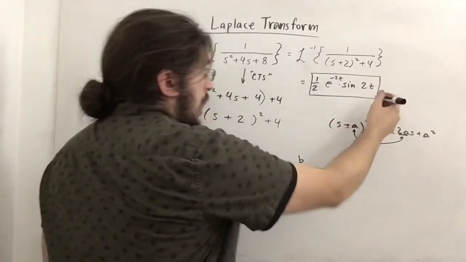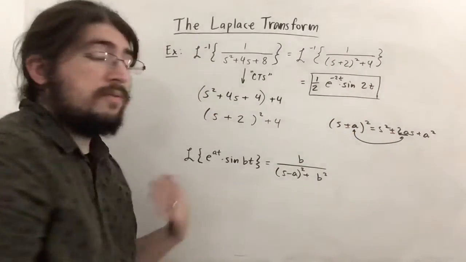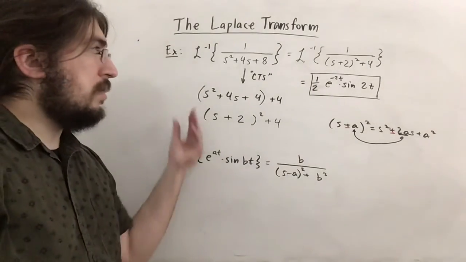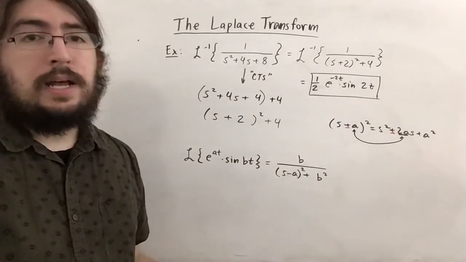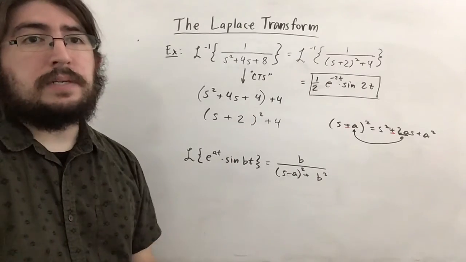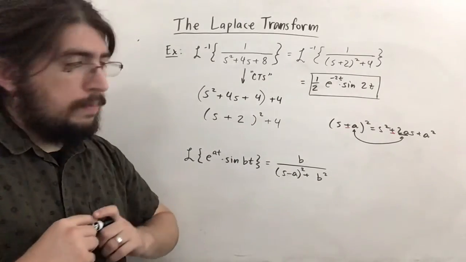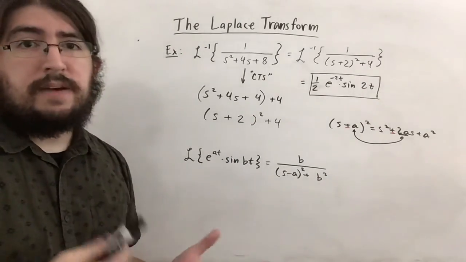So this wasn't as complicated in the sense that we don't have to use partial fractions, but because it involves completing the square and recognizing some things, I thought it was a very suitable last example to discuss for this section on the Laplace transform, and of course on inverse Laplace as well.